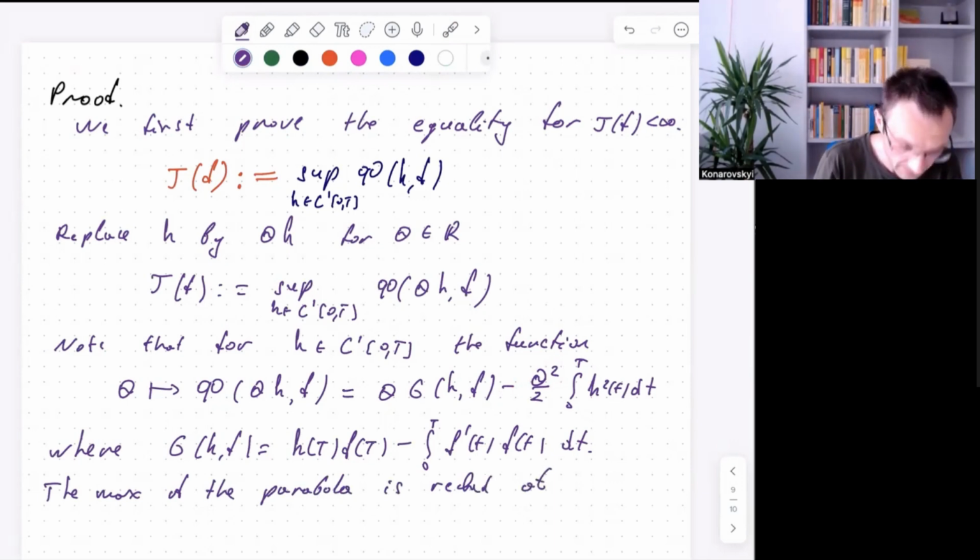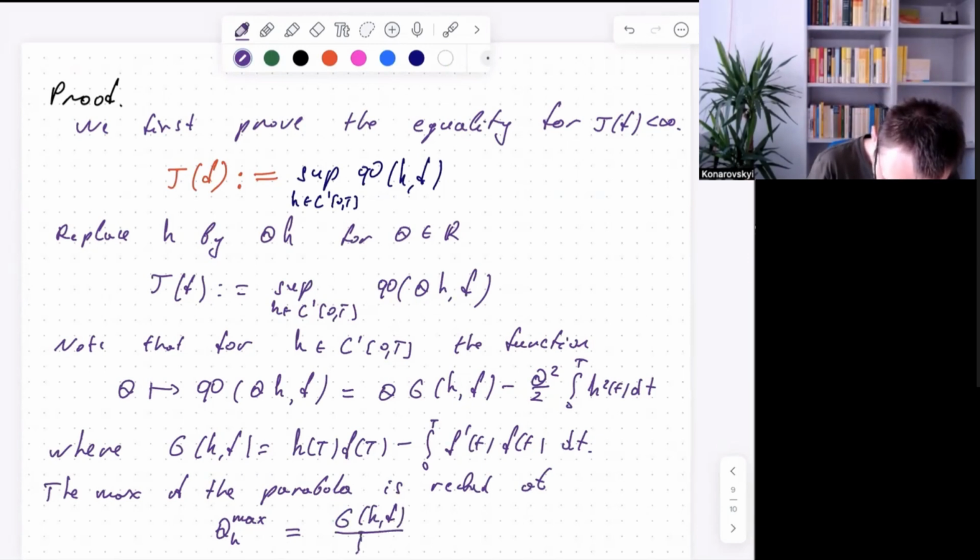at the point theta h maximum. We will denote that point like that, because that point of course depends on h. When you change h, then the maximum is changed. Then of course the maximum theta is changed, or argmax more precisely. g of h comma f divided by the integral from 0 to t, h square of t dt.